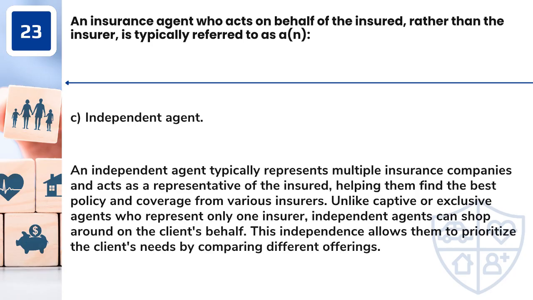Answer: C. Independent agent. An independent agent typically represents multiple insurance companies and acts as a representative of the insured, helping them find the best policy and coverage from various insurers. Unlike captive or exclusive agents who represent only one insurer, independent agents can shop around on the client's behalf. This independence allows them to prioritize the client's needs by comparing different offerings.